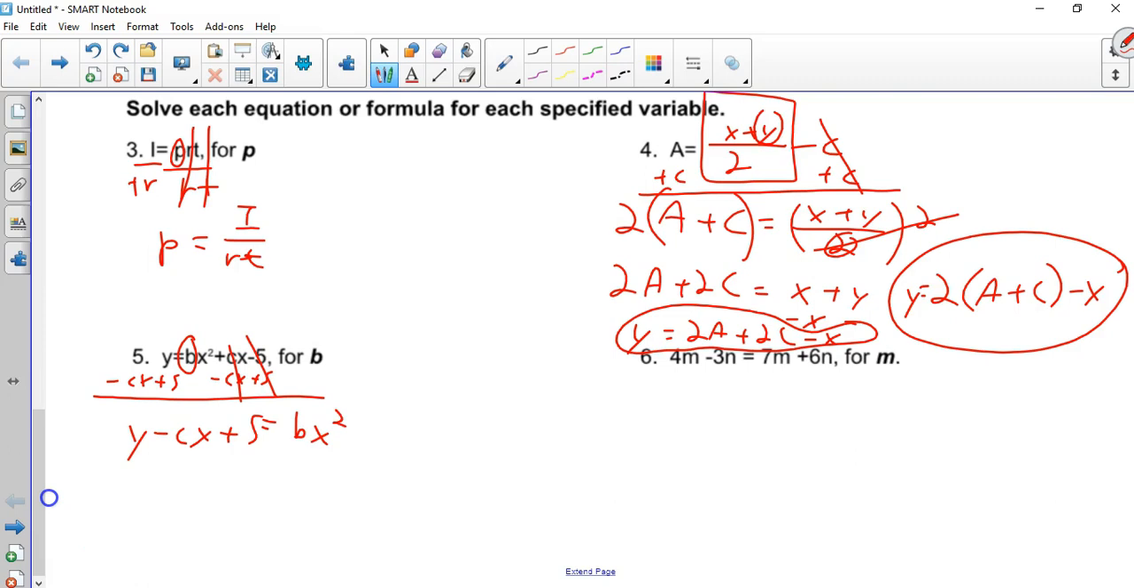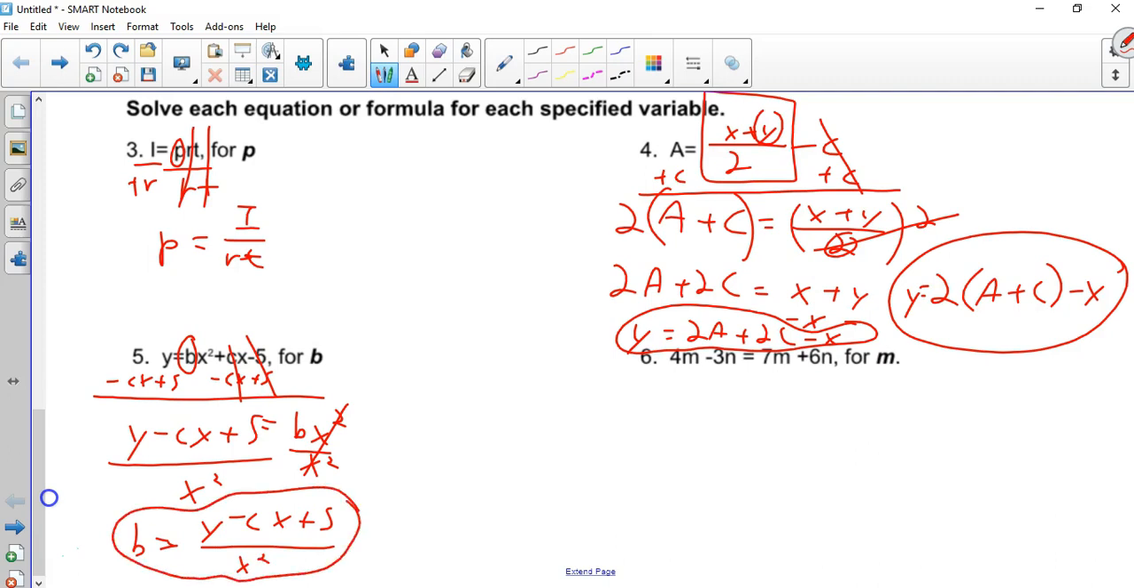Now, the x squared is attached by multiplication, so I'm just going to divide by x squared. Cancels. I get b equal to y minus cx plus 5 over x squared. And that's finished.